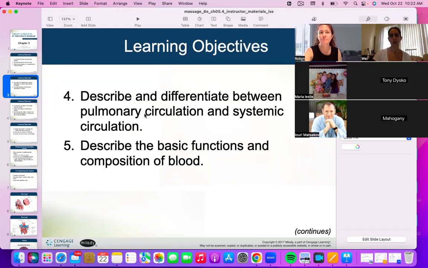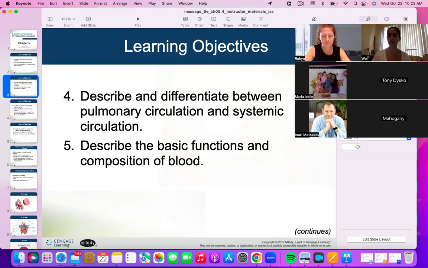Fourth, we're going to describe the cycles that the heart runs. We have pulmonary circulation and we have systemic circulation. Pulmonary has to do with the lungs, so the circulation and the relationship between the heart and the lungs. And the systemic circulation is the relationship between the whole body and the heart. And fifth, describe the basic functions and composition of blood. So what is blood made of and what is the function of every element in the blood? Simple as that. Sounds good?